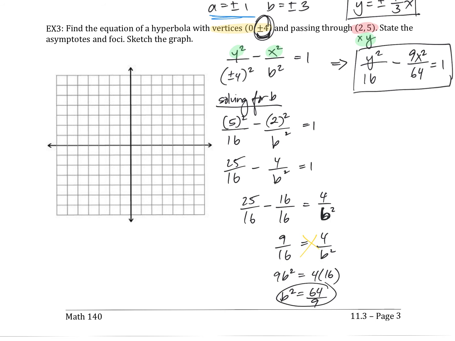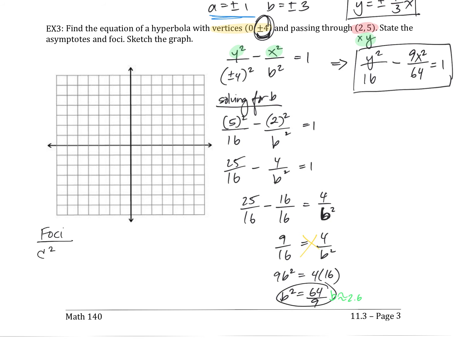So now, what are we missing for graphing? Well, we have our b squared value, which for graphing, the b value is going to be approximately equal to 2.6 or 2.7. So we have a and b. What are we missing? We're missing the foci, the asymptotes, and then also the vertices. So how do we find the foci?